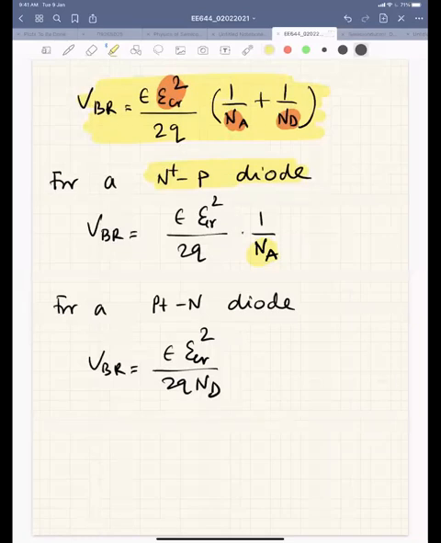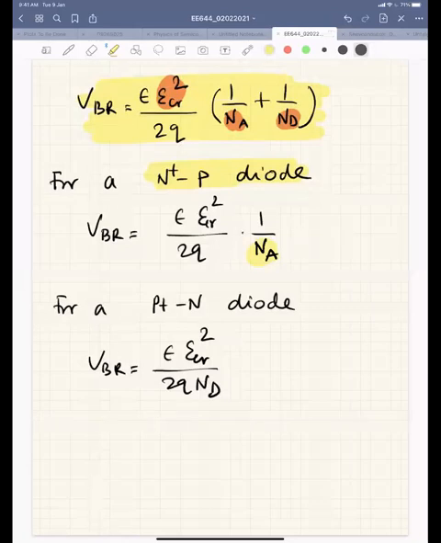Okay, so basically the breakdown voltage depends inversely on Na and Nd. If you want a junction with very high breakdown voltage, then because your critical electric field for silicon is constant, you just have to play with your doping profile, right? By changing the doping profile, you could change your breakdown voltage. Okay, so this is about breakdown voltage.